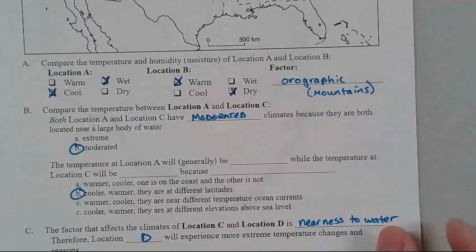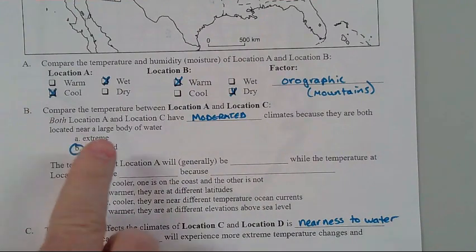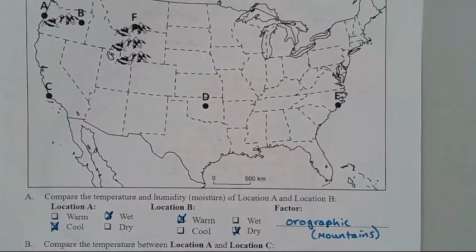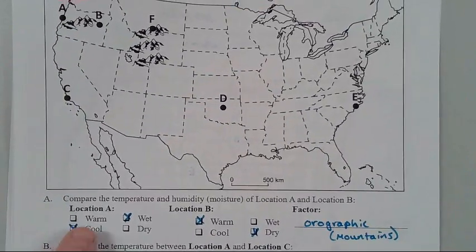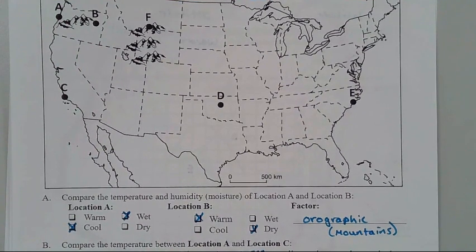The packet started out talking about points A and B. For question A, we should have found out that location A was cooler and wetter than location B, which was warm and dry. The factor is the orographic effect, which has to do with mountains.